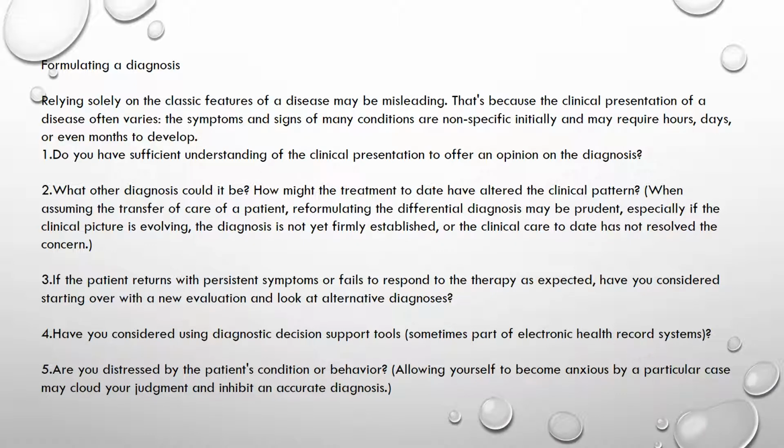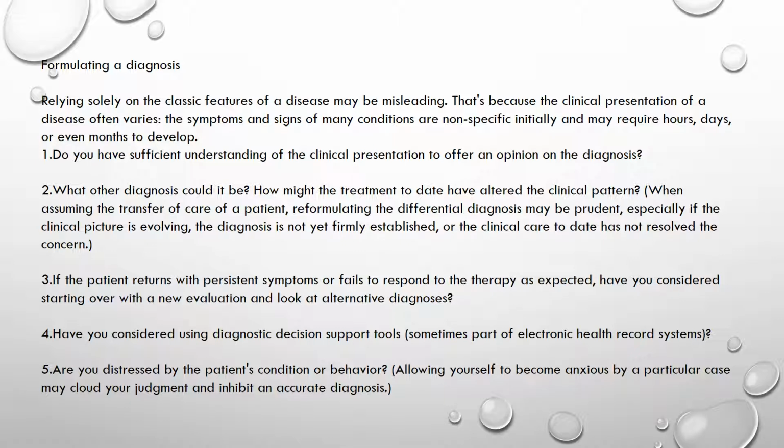When formulating a diagnosis, don't rely on the classic features of a disease because that can be misleading. Disease characteristics change and vary, and symptoms can change by the minute or the hour. Look to see if you have sufficient understanding of the clinical presentation and are able to offer an opinion of the diagnosis. What else could it be? That's the crux of it. When you're looking at all of those clues that you have, everything that you have heard, seen, felt, looked at, what could it be?